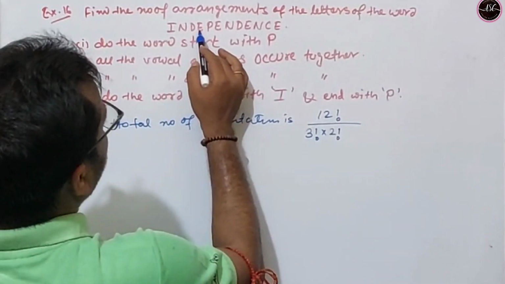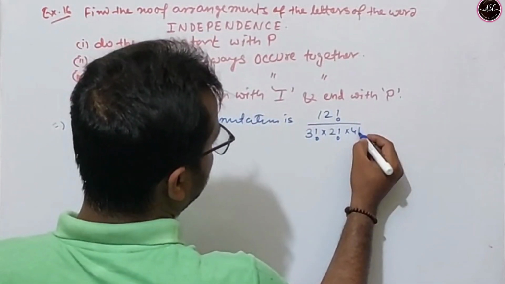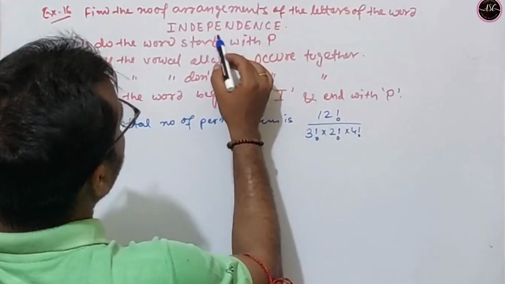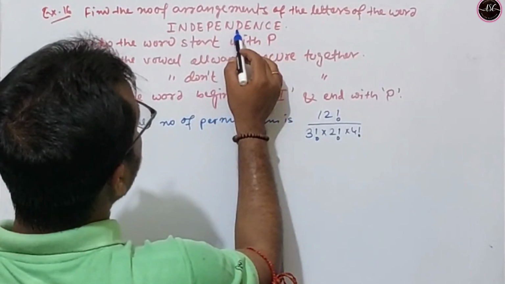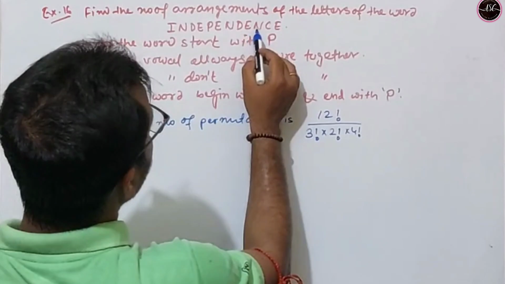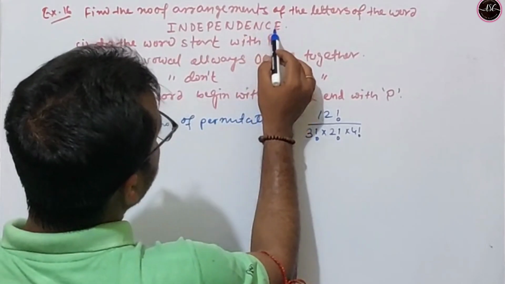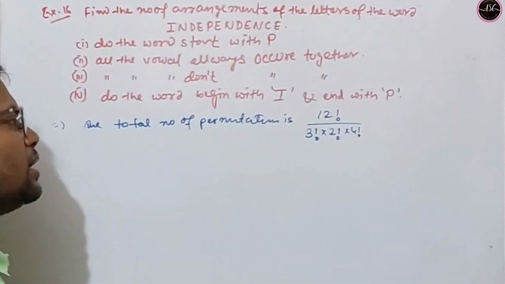E repeated 1, 2, 3, 4 times, that means 4 factorial. P repeated 1 time, N repeated 2 times, N repeated 3 times, D repeated 2 times, E repeated 4 times, N repeated 2 times, and C repeated 1 time. So this is the permutation number.